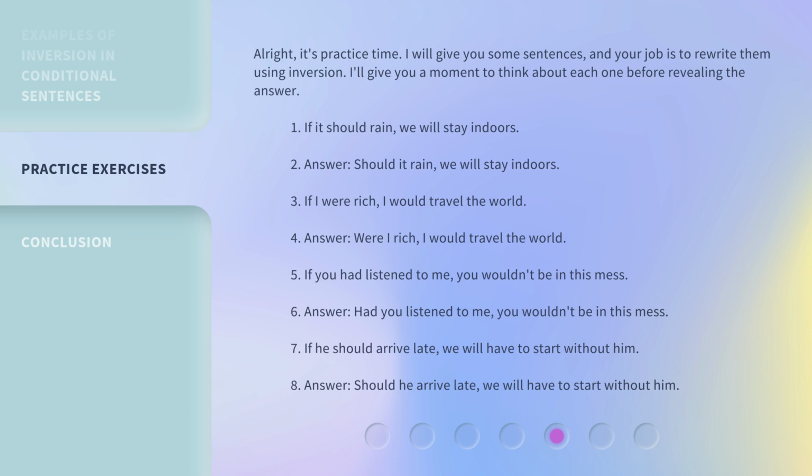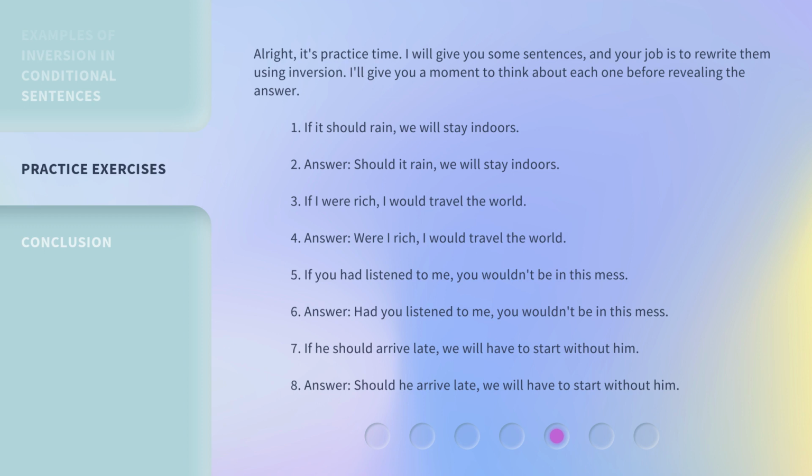3. If I were rich, I would travel the world. 4. Answer: were I rich, I would travel the world. 5. If you had listened to me, you wouldn't be in this mess. 6. Answer: had you listened to me, you wouldn't be in this mess.